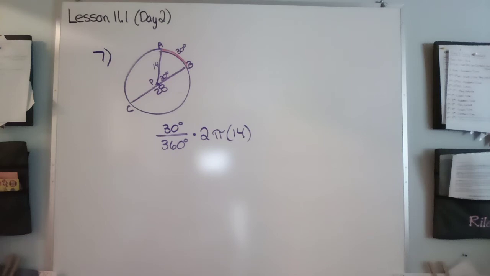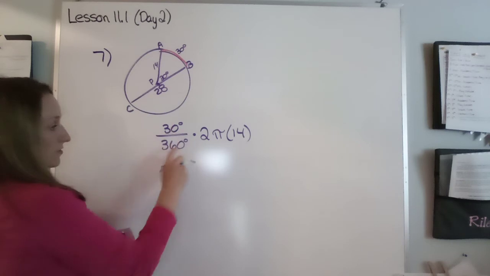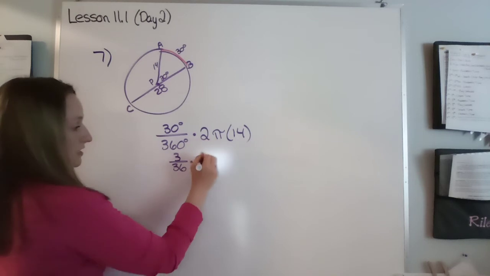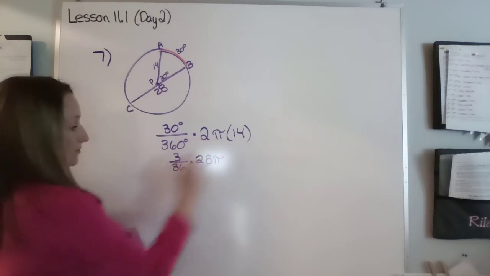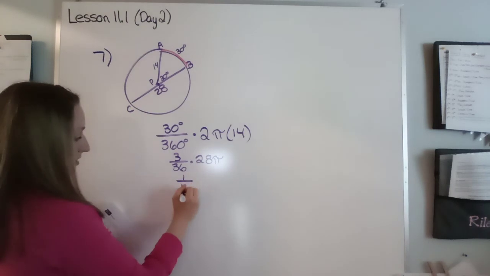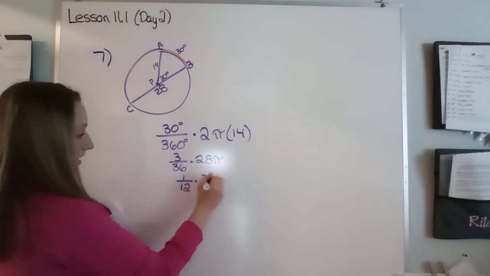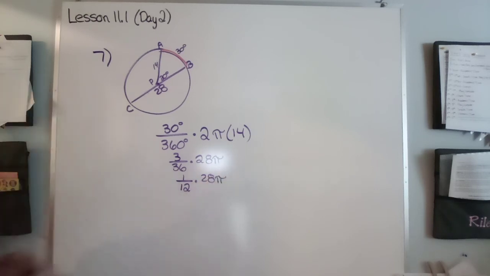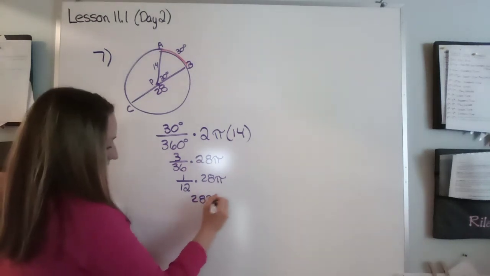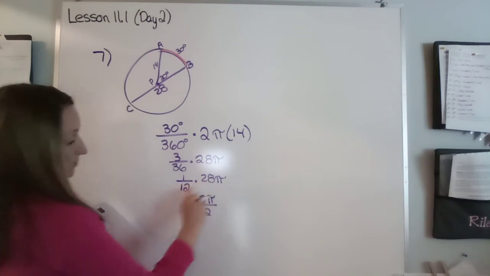And then you go ahead, you multiply and simplify. So first I can simplify the fraction, knock off the zeros, make it 3 over 36 times 2 times 14 is 28 pi. Then I can simplify this fraction even more. 3 goes into 3 once, and 3 goes into 36 12 times. So 1/12 times 28 pi. And then you're going to multiply numerators and denominators together. So you're going to have 28 pi over 12. Or I could have cross simplified there.